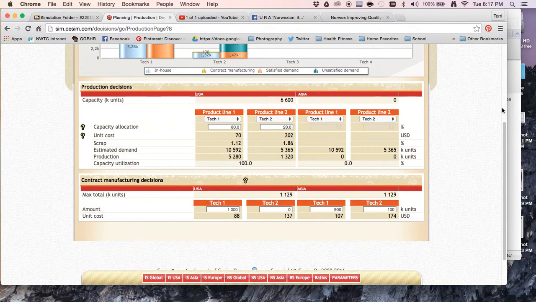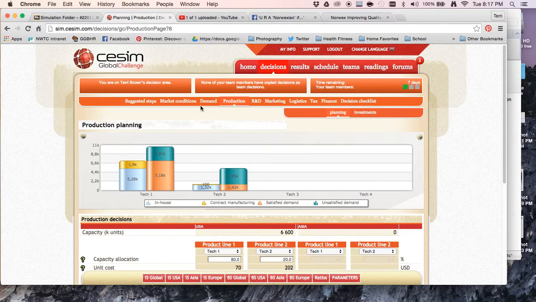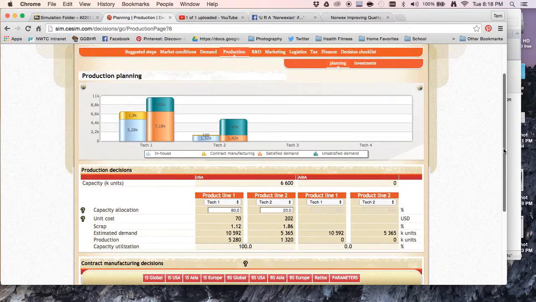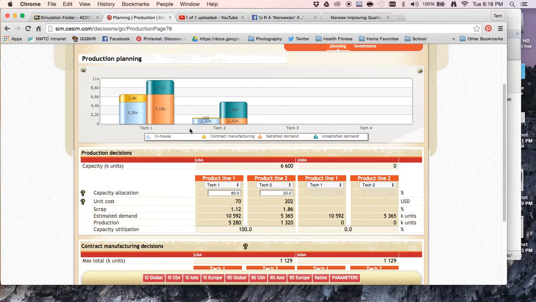The next screen we're going to look at is our production screen. So production is right next to demand along the way, and we have two areas that we need to look at, planning and investments. If I look at planning first, I'm going to first look at the graph up top. It's going to give me a little bit of information.